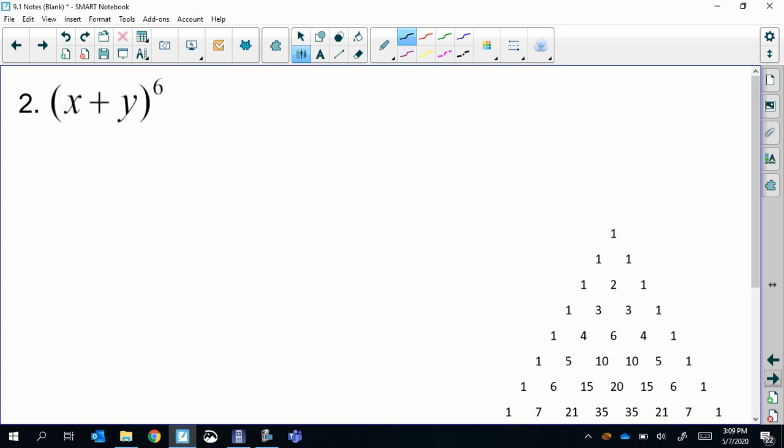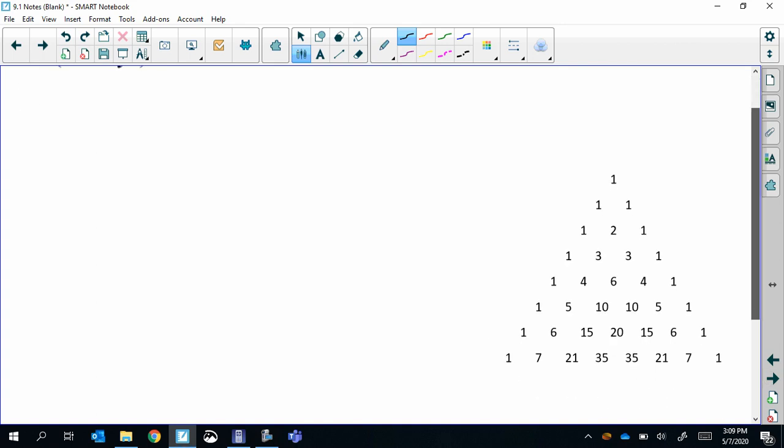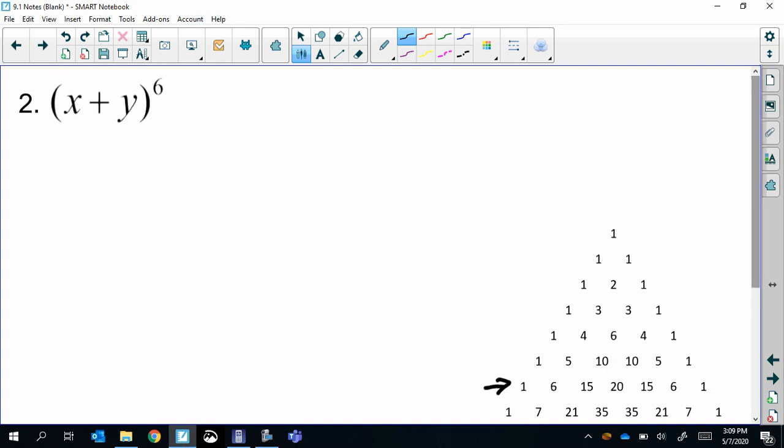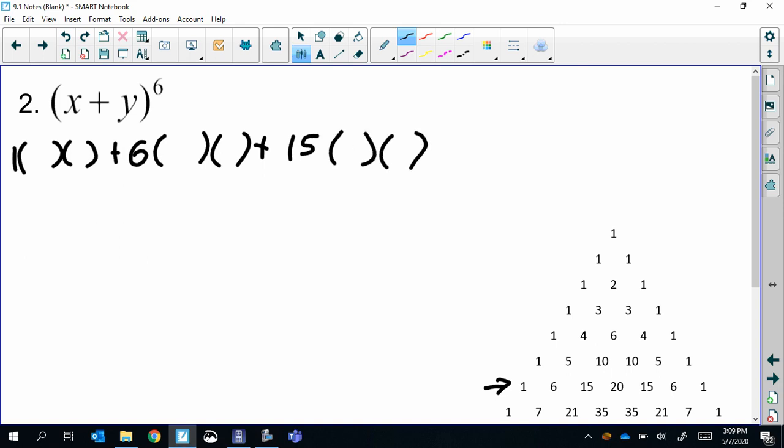All right, so here we go again. This is x plus y to the 6th, which means we're taking the 6th row here. 1, so starting with a 1, parenthesis, parenthesis, and then a 6, parenthesis, parenthesis, 15, 2 parentheses, and then a 20, or 2 parentheses, and then a 15. Obviously, I'm out of space, so if you do happen to run out of space, just move it down to the next line. That's okay.